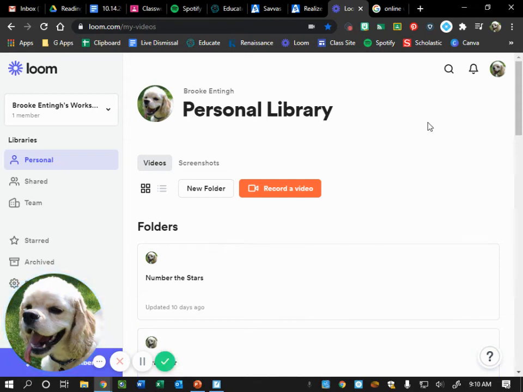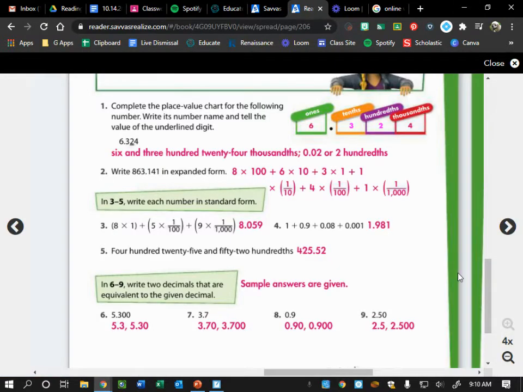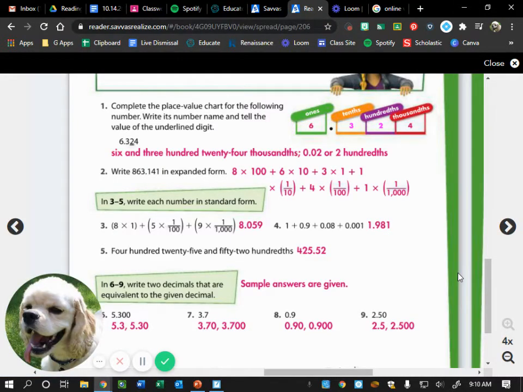We are opened up to last night's homework, which was workbook page 27 and 28. On page 27, we had numbers 2, 4, and 9. So for number 2, you were given this number, 863.141, and you were asked to write it in expanded form.